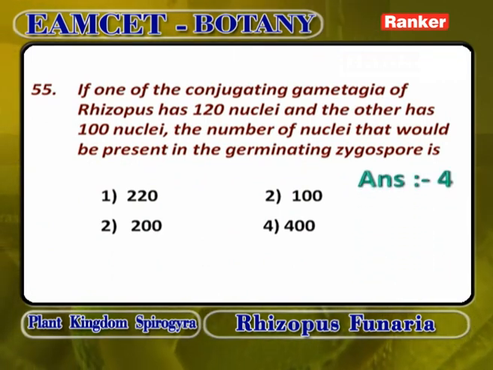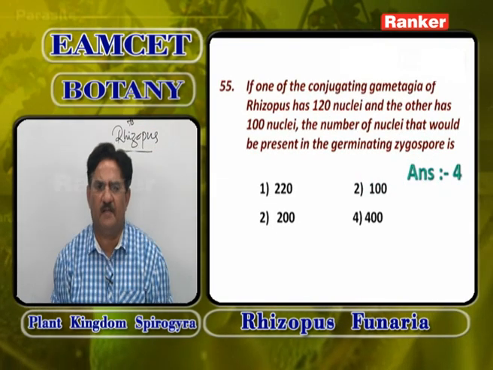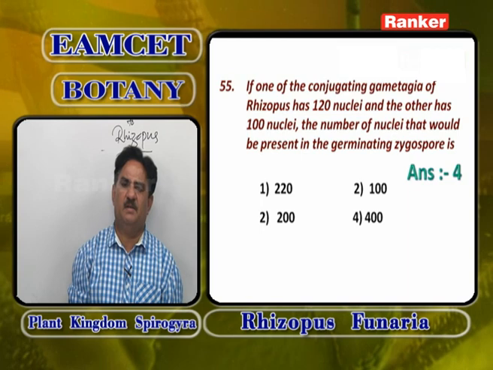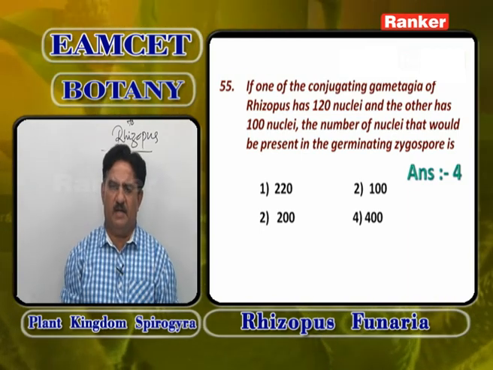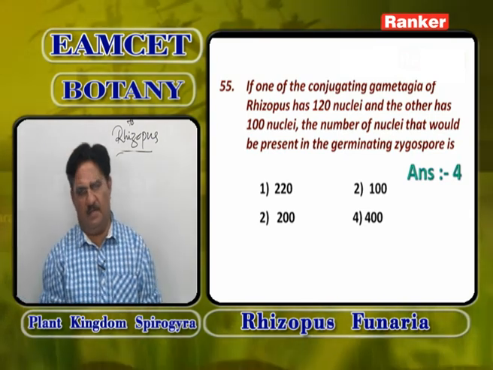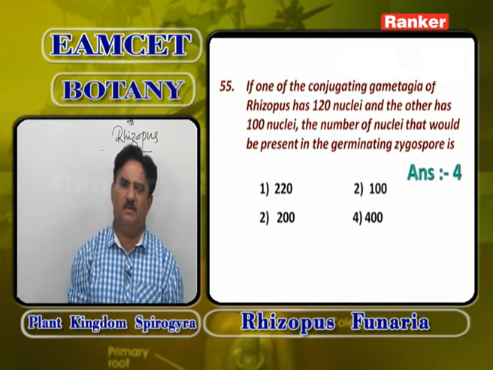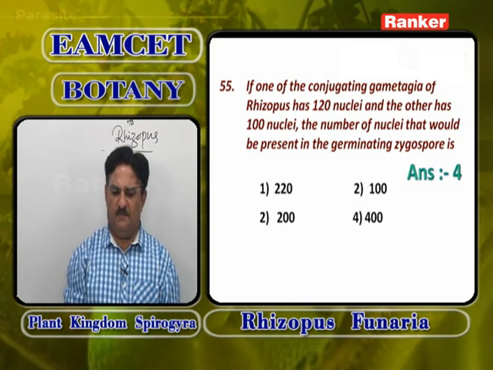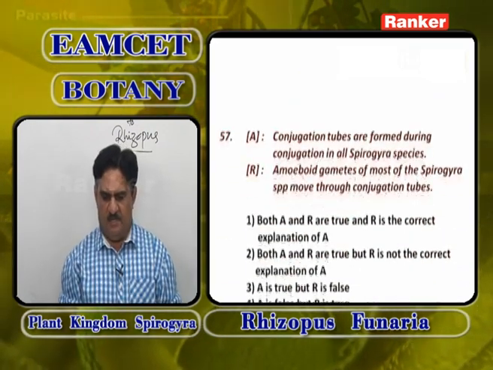If one of the conjugating gametangia of Rhizopus has 120 nuclei and the other has 100 nuclei, a plus is having 120 nuclei, minus is having 100 nuclei. The number of nuclei that would be present in germinating zygospore. Germinating zygospore means meiosis is over. So, one has 100 nuclei, other has 120 nuclei. 100 nuclei fuse, because nuclei always fuse in pairs. Unpaired nuclei disintegrate. How many nuclei disintegrate? 20 disintegrate. So, 100 diploid nuclei will be there, and these 100 diploid nuclei undergo reduction division and produce 400 haploid nuclei, which later form 400 meiospores, where 200 are plus spores and 200 are minus spores. So, answer for this is 400.